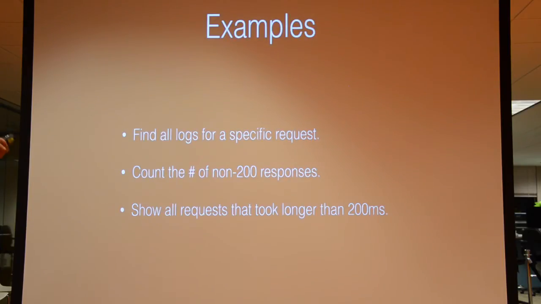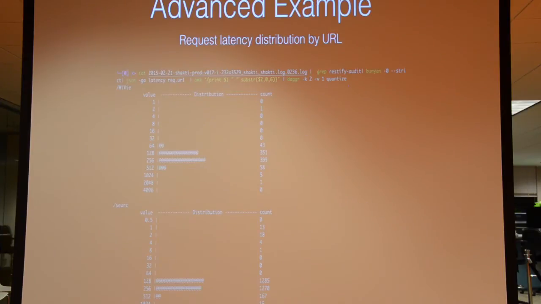You could find all the logs for a specific request. That's just doing a grep, right? You can count the number of non-200 responses in a particular log. You can show all the requests that took longer than 1200 milliseconds because we have all of this data in the logs. And here's more of an advanced example.